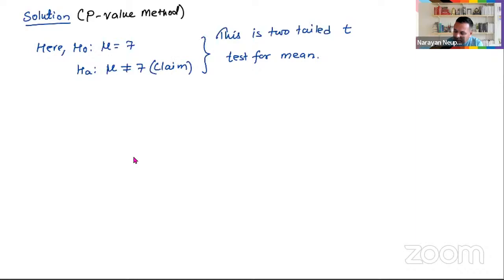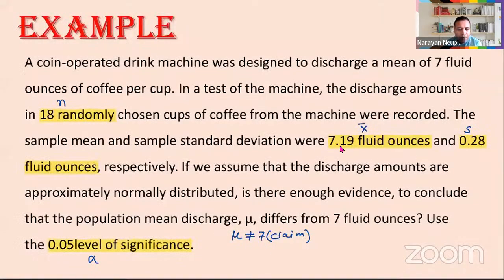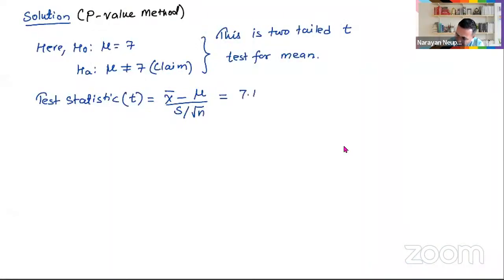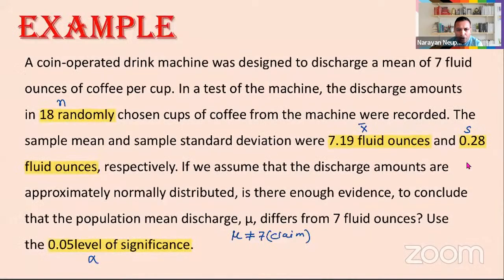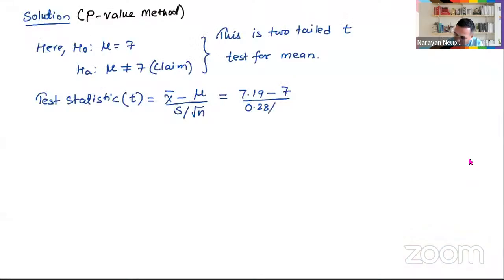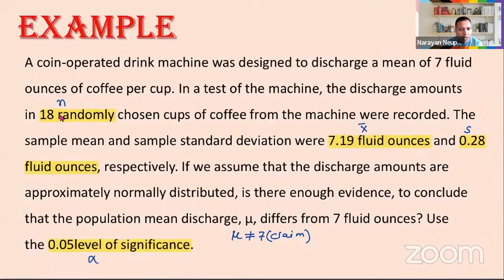In the second step, we'll find the test statistic. The test statistic will be the t-value here, because we are working with the t-distribution. The formula was the sample mean minus the population mean, divided by the sample standard deviation over the square root of the sample size. That is the formula. The sample mean, x bar, if you look at the question here, is 7.19. So 7.19 minus the population mean, you can see in the null hypothesis that's 7, over the sample standard deviation given in the problem, which is 0.28, over the square root of the sample size, and the sample size was 18.